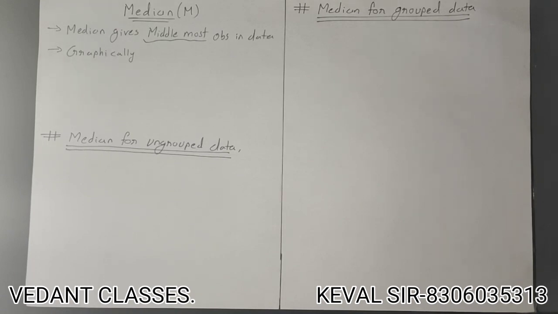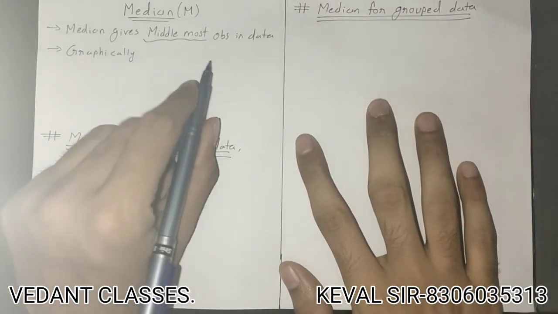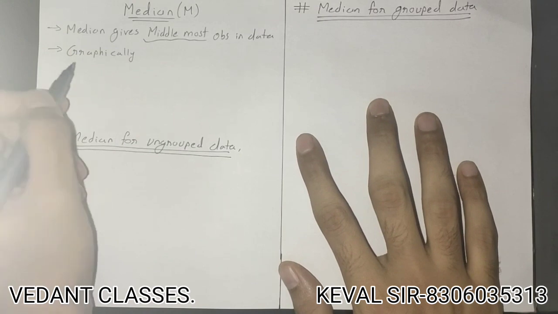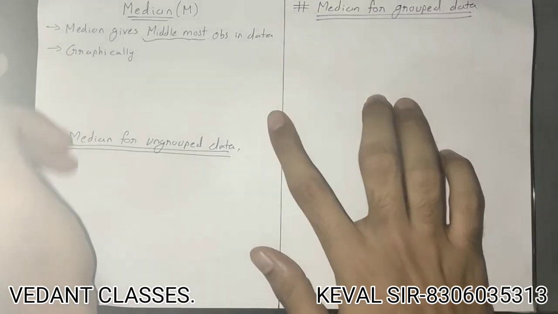Okay, so in this lecture we'll start with the new topic, that is median. Let's see what median is. Median gives the middlemost observation in the given set of data. Median means the most central value in the given set of data.